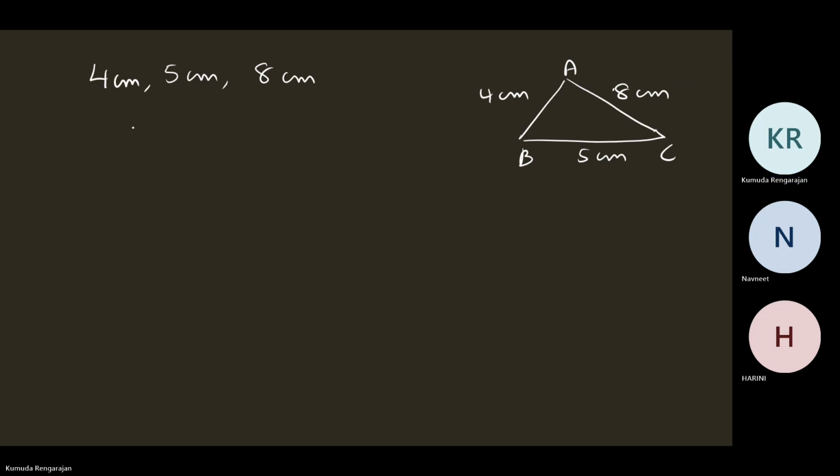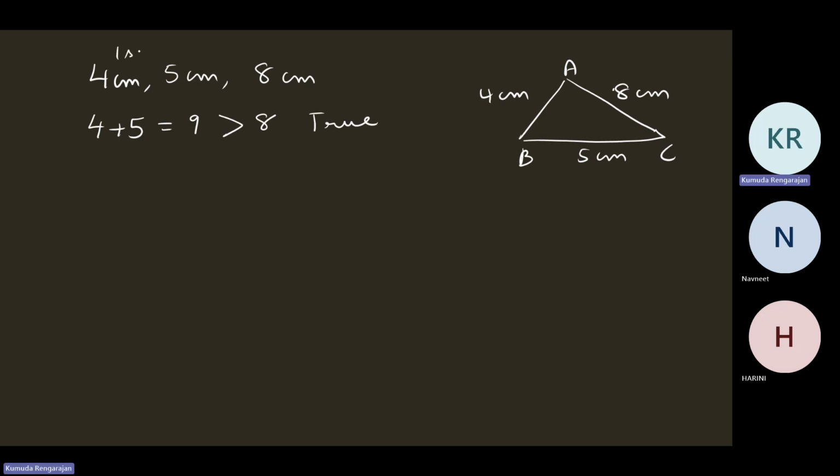All right. So now for that, let's add two sides of the triangle. When you find the sum of any two sides of a triangle, it should always be greater than the third side. So let's check that. 4 plus 5. What is the answer? 9. Is it greater than the third side, 8? Yes, true.